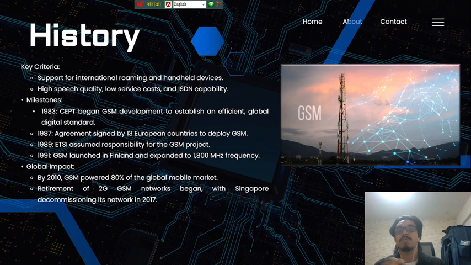And the global impact of GSM is that by 2010, GSM powered 80% of the global mobile market, and it marked the retirement of 2G GSM networks, with Singapore decommissioning its network in 2017.